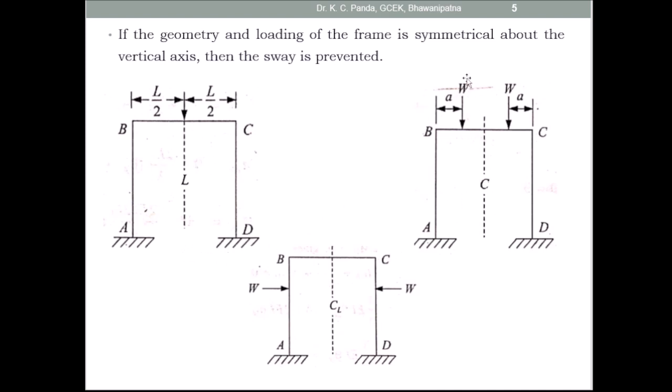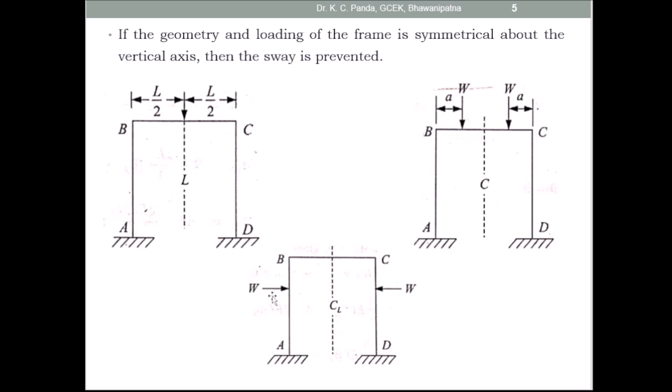And look at this figure. Here the load W is present at a distance small a from the support B and small a from the support C. So here the loading is symmetrical about the central axis. Here also the sway is prevented. So this is also an example of the non-sway frame.